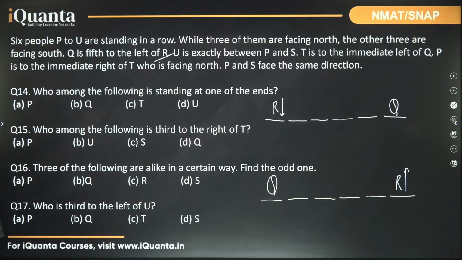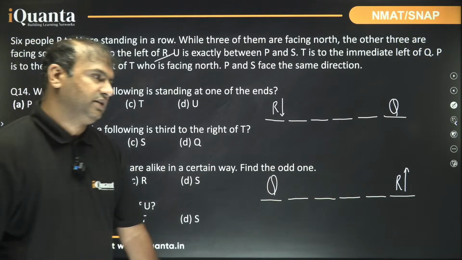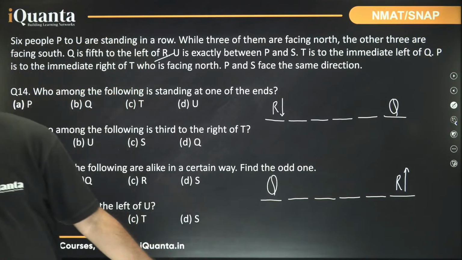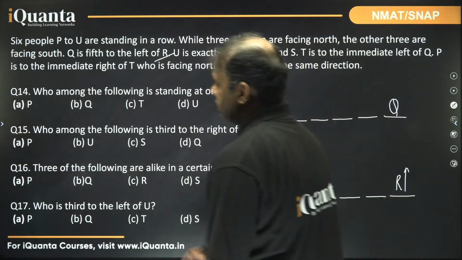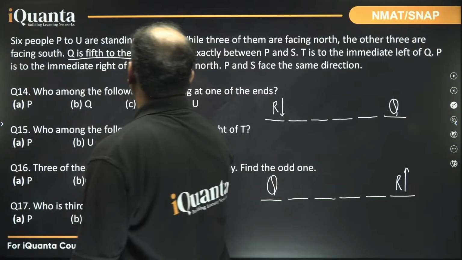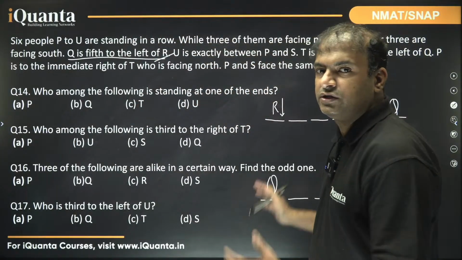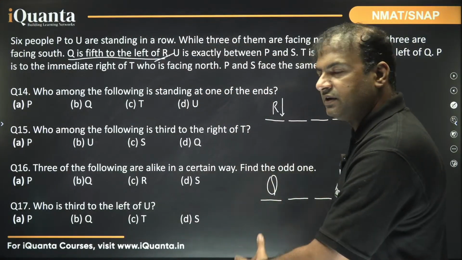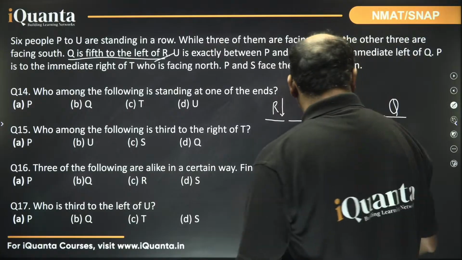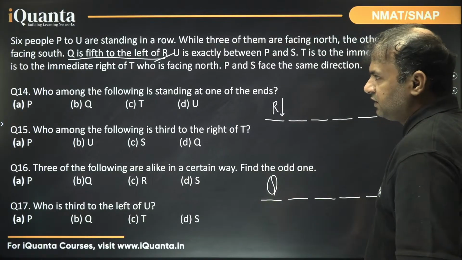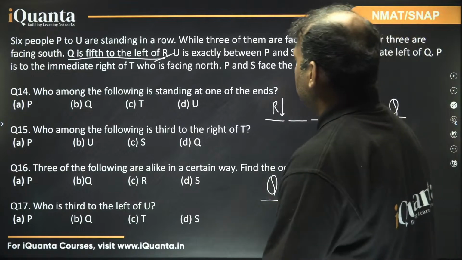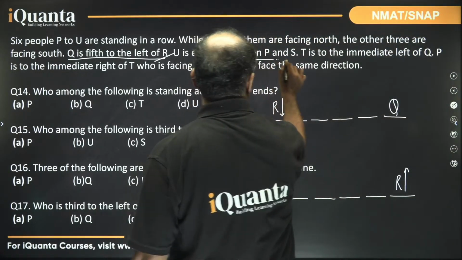Alright, that's great. People are able to understand, that's good. So guys, I hope you also understand why I started with this point. Because there was a lot of gap between Q and R, and that's why it was the best information to start this particular solution, right? Okay, so we have arranged Q and R. We do not know the facing direction of Q, but we know the facing direction of R in both the cases. Now they are saying that U is exactly between P and S.